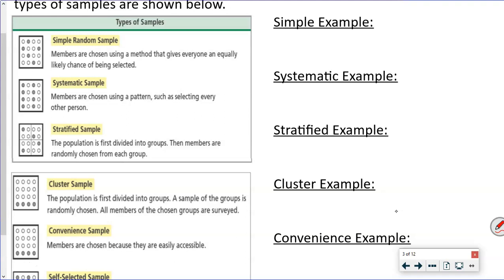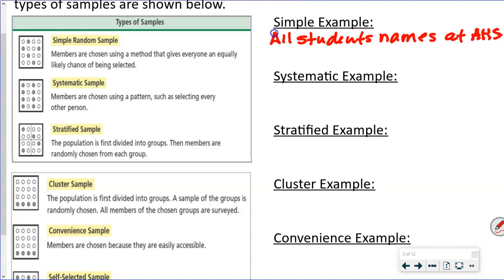So an example of this would be all the students, we'll say at Archer High School, all students' names at Archer High School are in a box, and 100 were drawn out. So that is what we would call just a simple random sample.